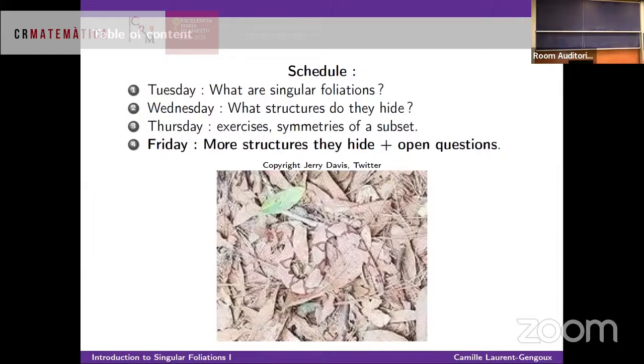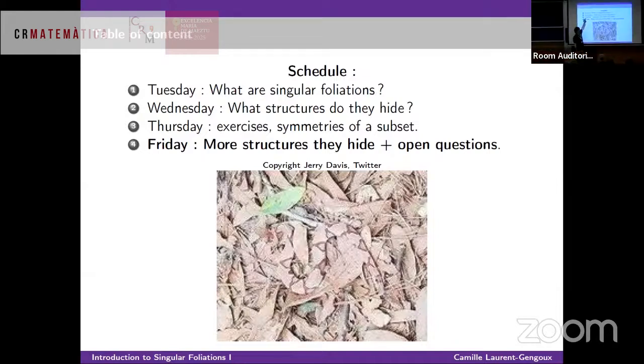Where are we? I'm going to recapitulate what we have seen so far. Today, I will first just do a quick revision of whatever has been said. Then I will give more hidden structures behind a singular foliation, and for each one of these hidden structures, I will ask open questions, some of which are mine, some of which have been around in the singular foliation community for quite some time. So first of all, where are we?